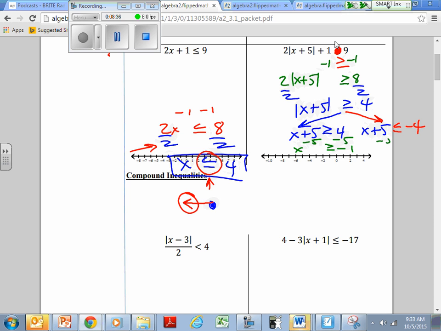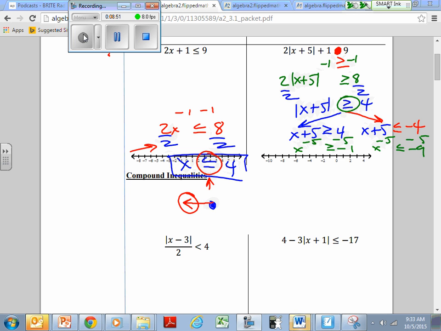Over here, -5, we do the same thing. X less than or equal to -9. Let me pause it so we can look at it. Back on the air. I'm going to circle that. That tells me to do the double, the blue and the red arrow.